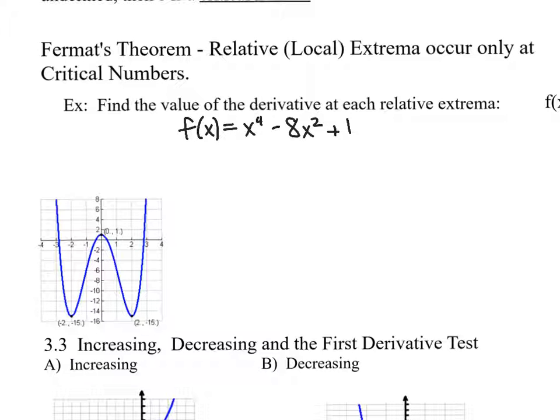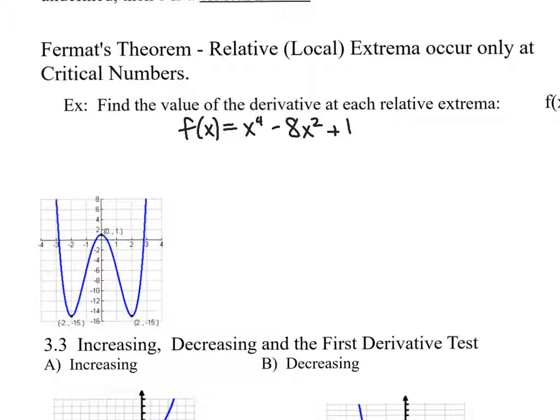The following theorem, Fermat's theorem, says that relative or local extrema can only occur at critical numbers. So let's take a look at the example, f of x is equal to x to the fourth minus 8x squared plus 1. What we'd like to do is find the derivative of this function and then evaluate the value of the derivative at each of the relative extrema that we see on the graph.